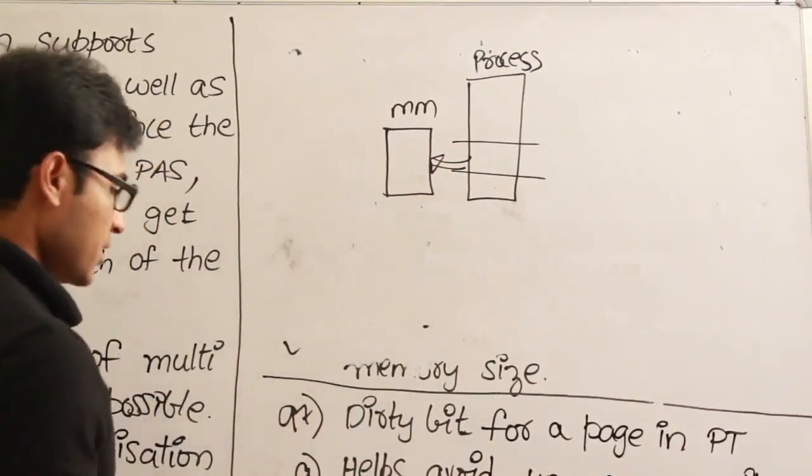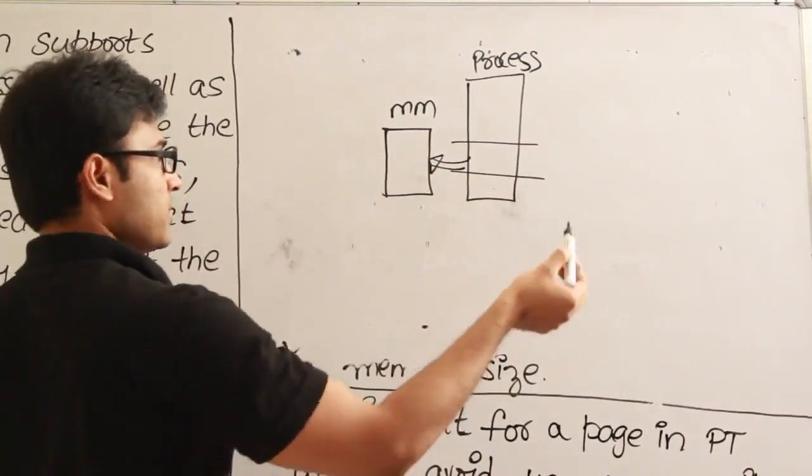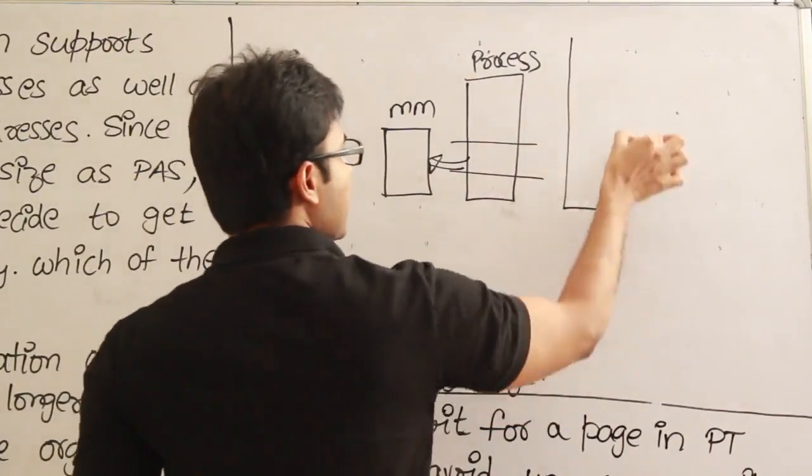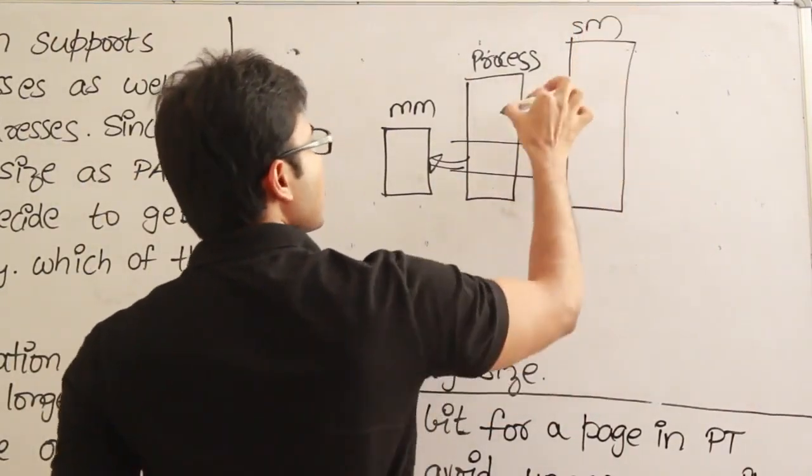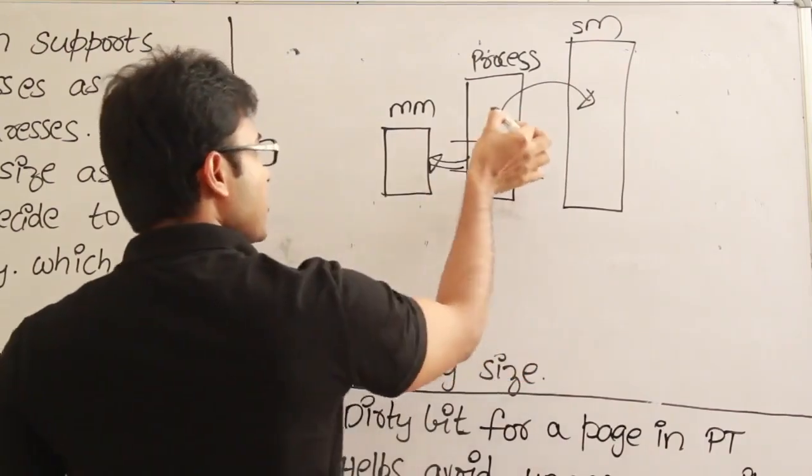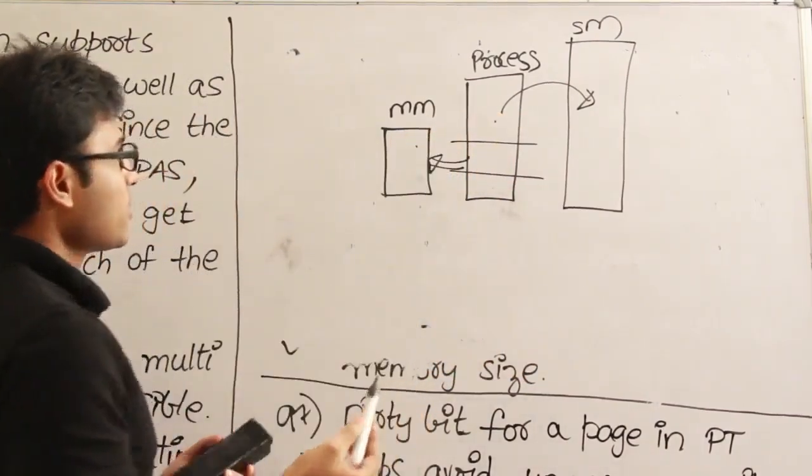That is called virtual memory. And in that situation, the secondary memory, or the hard disk, should be large enough to hold the process, right? And the process should be greater than main memory, then only we are using virtual memory.